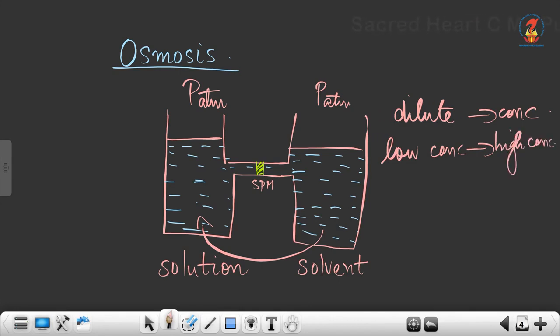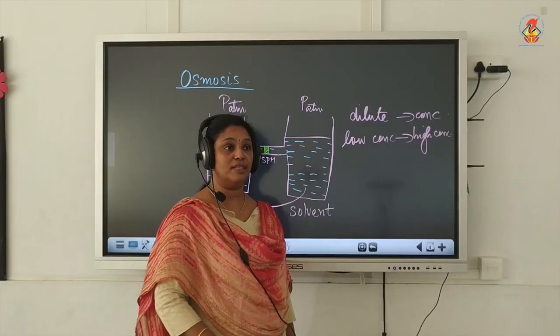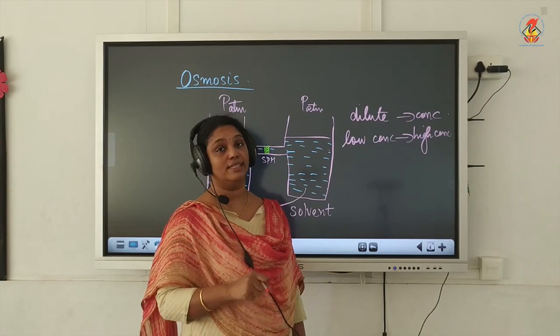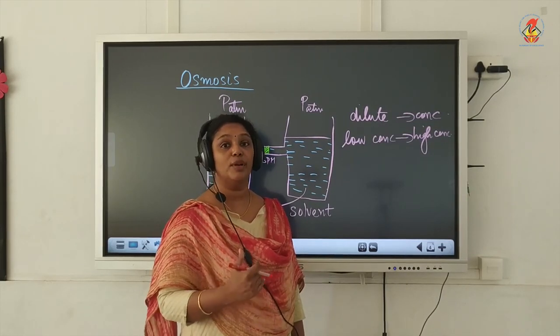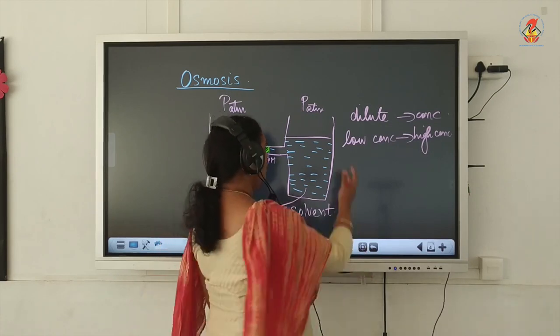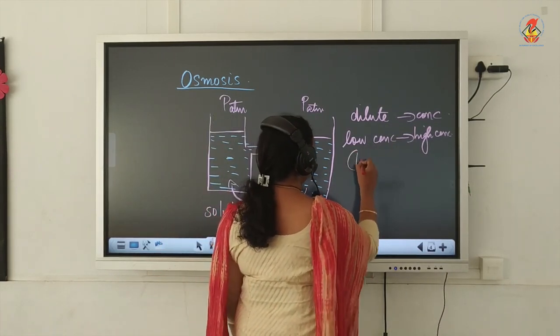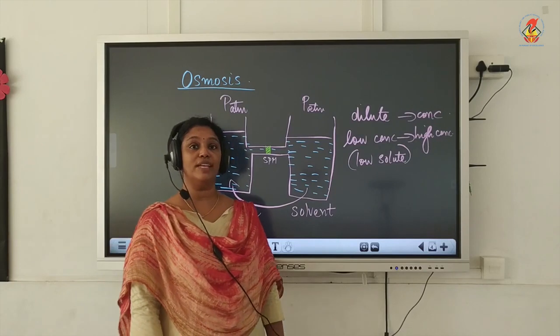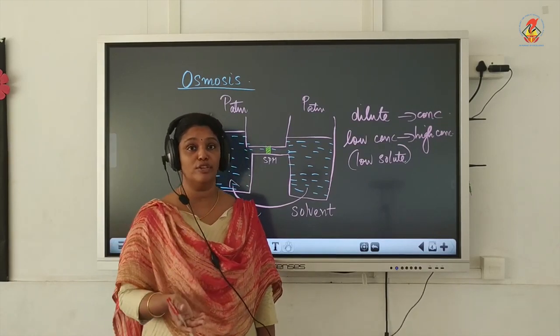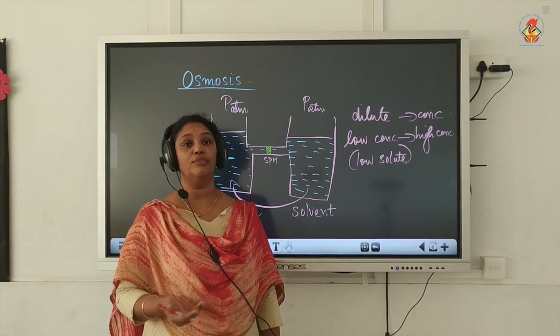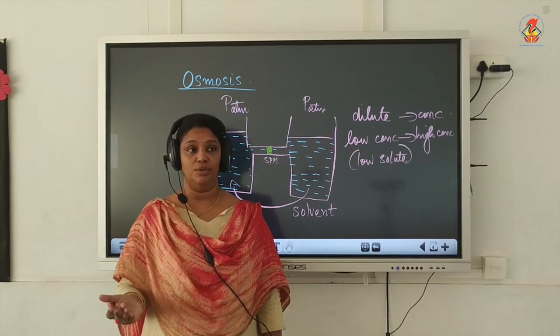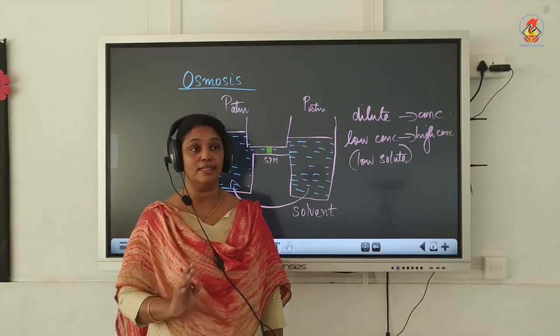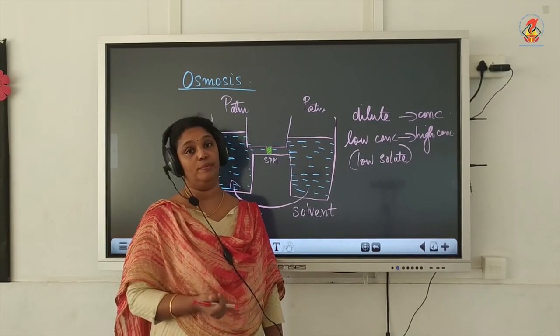When I say low concentration and high concentration, low concentration means the number of solute particles is less. High concentration means the number of solute particles is more. So whenever you hear the concentration term, it is based on solute particles. So osmosis always takes place from low concentration to higher concentration, or from dilute solution to concentrated solution. A dilute solution has fewer solute particles and a concentrated solution has more solute particles.